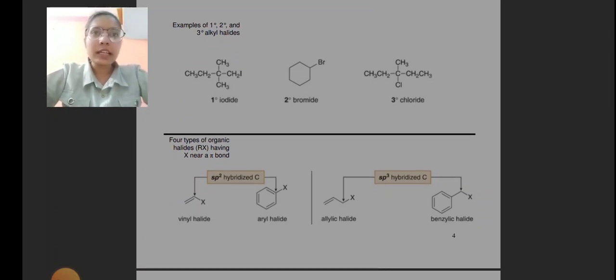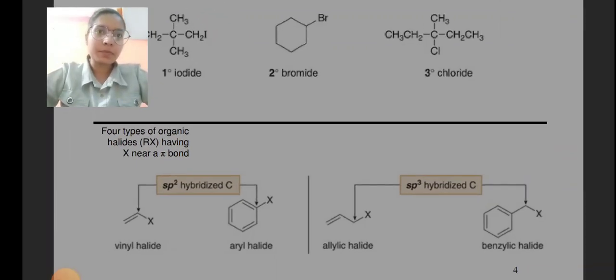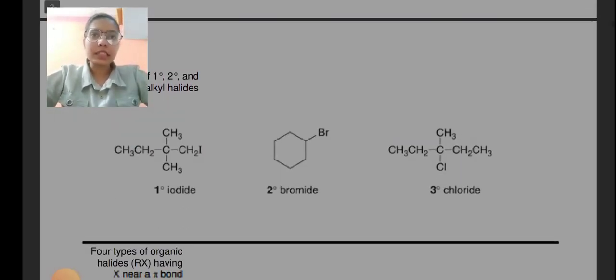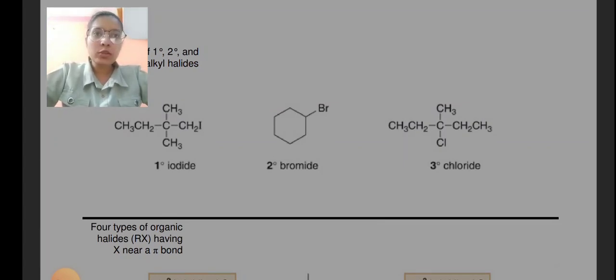So, here are the examples of 1 degree, 2 degree and 3 degree alkyl halides. This is a 1 degree iodide, a 2 degree bromide and a 3 degree chloride. In the first, you can see that iodine is connected to a carbon which is connected to only one carbon. In the 2 degree bromide, bromine is connected to a carbon which is connected to two other carbons. And in the 3 degree, we can see that chlorine is connected to a carbon which is connected to three other carbons.